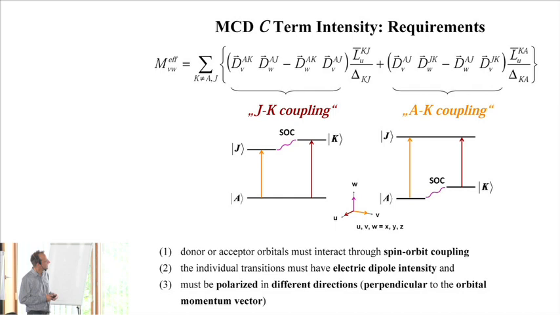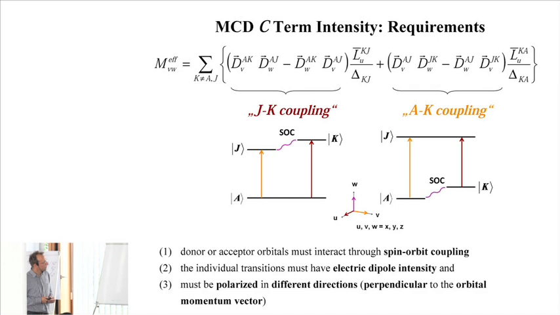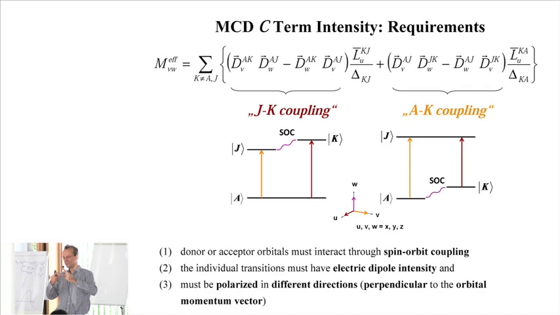This coupling between the excited states, which you need for MCD intensity, the spin-orbit coupling, can either be between two excited states, J and K, so you can make two transitions to a state J and a state K, which are coupled by spin-orbit coupling, or your intermediate state K is coupled by the spin-orbit coupling to the ground state. One refers to this as JK coupling and to this as AK coupling. So what you have to have is two transitions along two orthogonal directions, u and v, and a spin-orbit coupling along a third direction. If this is fulfilled, you have C term intensity. Two mutually orthogonal transitions and spin-orbit coupling along the third direction.